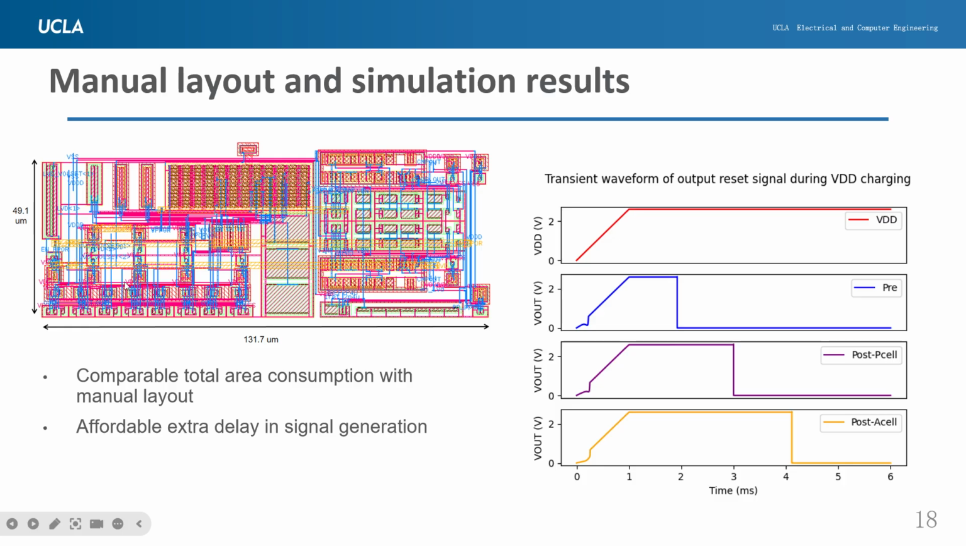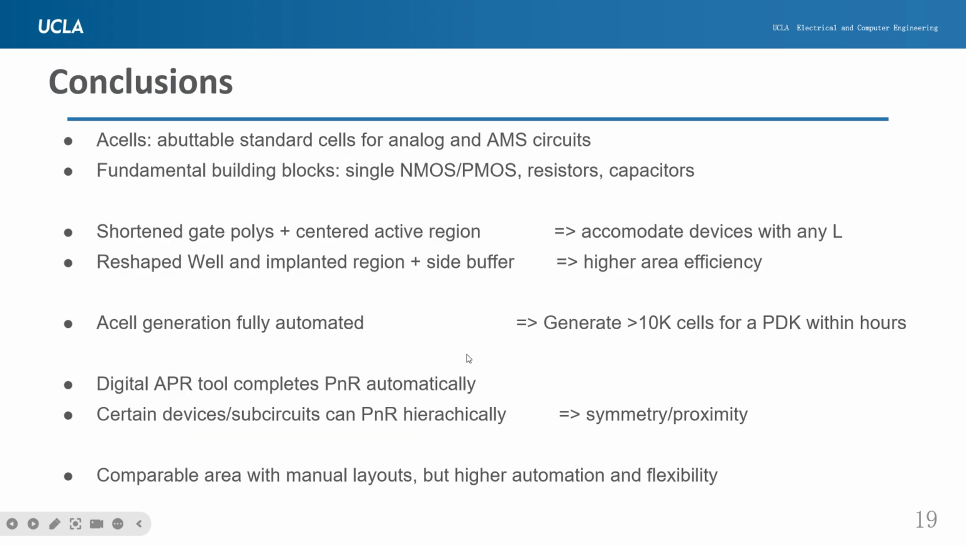We can see again the area consumption is largely the same, but the A cell based layouts have better aspect ratios and have comparable or roughly the same waveforms. So just some conclusions. In this paper, we proposed A cell, which stands for abutable analog standard cells, and they are the layout structures for single MOS transistors as well as resistors and capacitors.